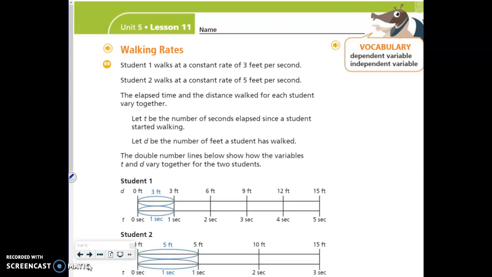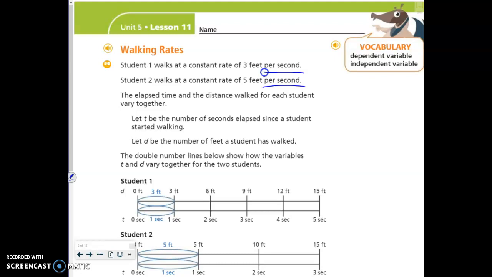All right, so if you look at the top phrase here, you see we've got two students and they are walking at a constant rate of speed, not the same rate of speed, but they are each walking at their own constant rate. One of the students, student 1, is walking at 3 feet per second, and student 2 is walking at 5 feet per second. Okay, we know that it is a constant unit rate because it is per second, which means for each and every second that they are walking, they are going to cover that distance.